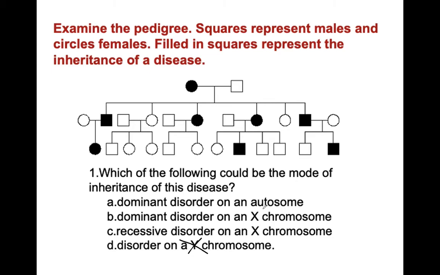Then we said recessive disorders are easy to spot if you can find parents who don't show the disease, but their children do. But we look at this pedigree and we don't find any indication of that here. I have parents here who don't show disease, but all their children have, and we don't have any other possibility of that.